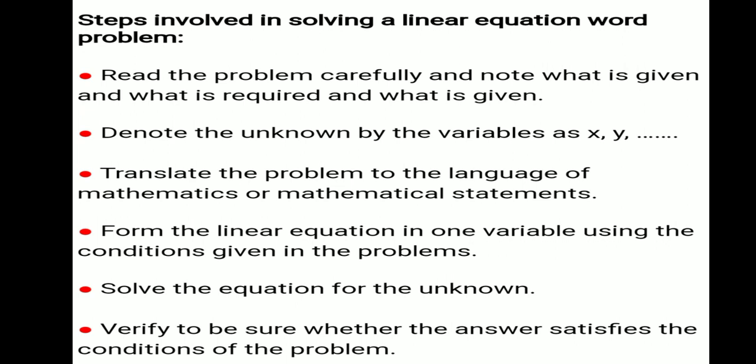Next, you have to find what it is equal to, because a linear equation means it should have a left hand side and a right hand side, with an equal sign in between. So you have to find how it is equal to the other side with the conditions given in the problem. And then comes the solving part, which you will do as you have solved exercise 7A.